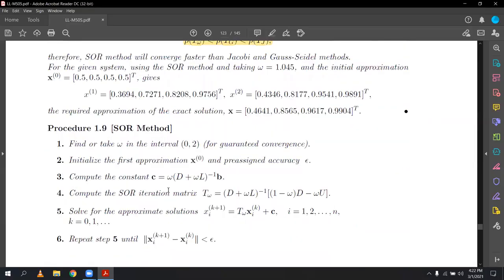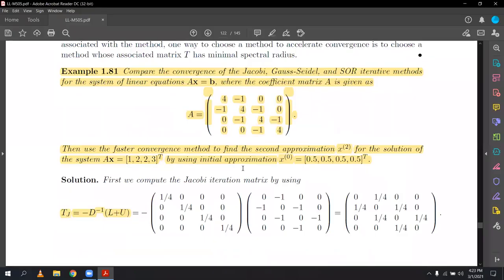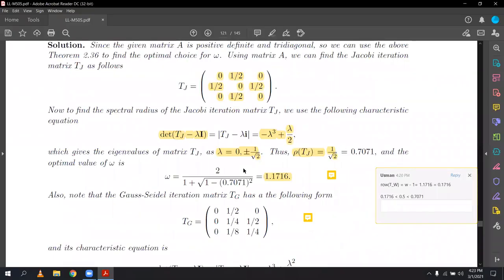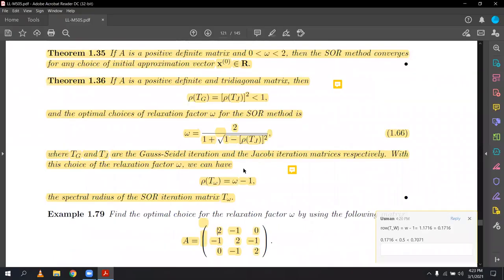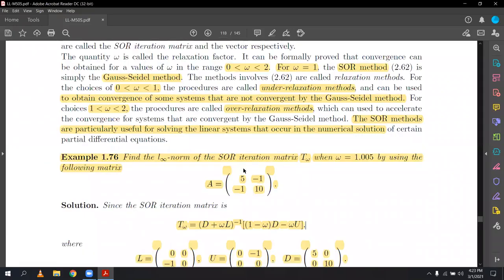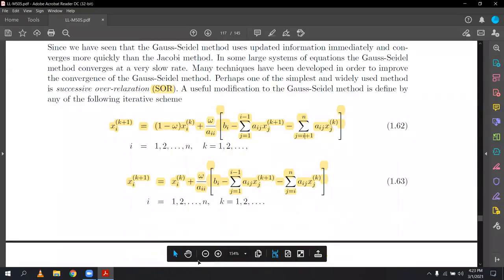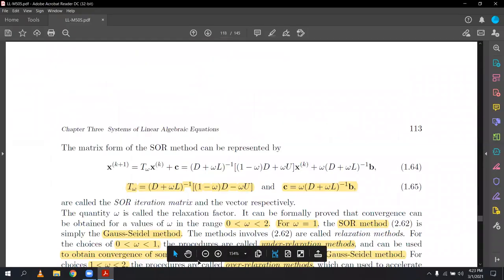Then I use the SOR method for this case, and I find the two approximations, the first one and the second one. You already know the SOR method. This is the SOR method formula we have here. This is your third iterative method here.